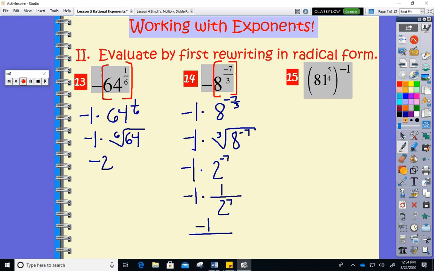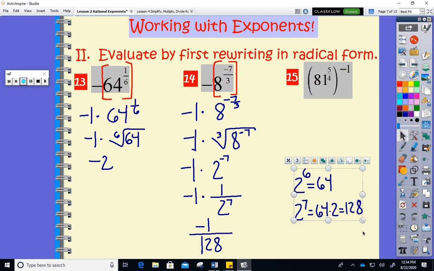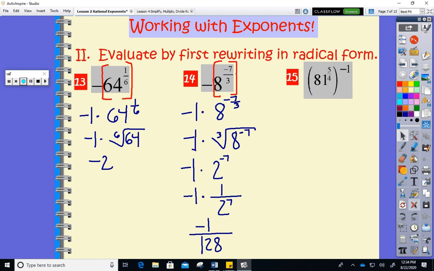Now, wait a minute. You know your powers. 2 to the 6th is 64. So are you with me that 2 to the 7th is going to be 64 times 1 more 2? So that's 128. Okay, that's not one that I memorized, but that's one I can figure out without a calculator because it's generally pretty fast to double numbers. You could probably double your numbers for quite a long time without having to use a calculator.